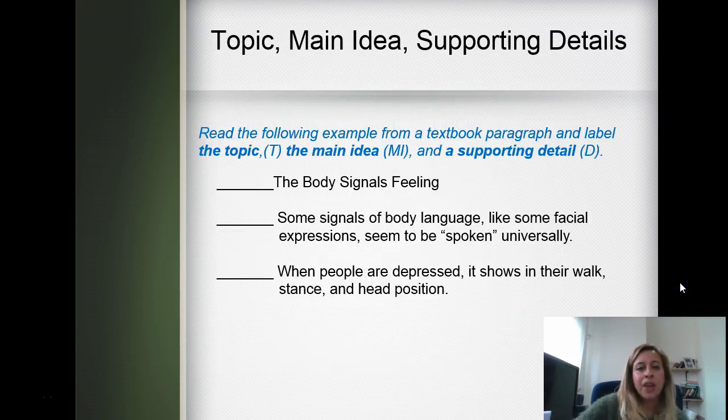Let's go on. Read the following example from a textbook paragraph and label the topic, the main idea, and the supporting detail. The body signals feeling. So this one is the topic. It's far too short. It's only a few words. Let's see. Some signals of body language, like some facial expressions, seem to be spoken universally. When people are depressed, it shows in their walk, stance, and head position. So this one is the main idea, and this one is the supporting detail.